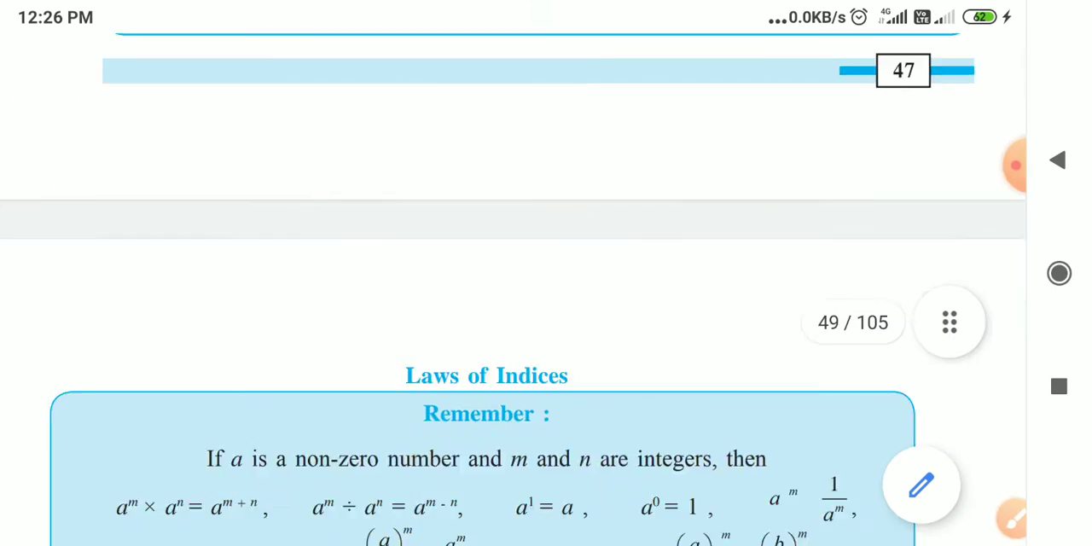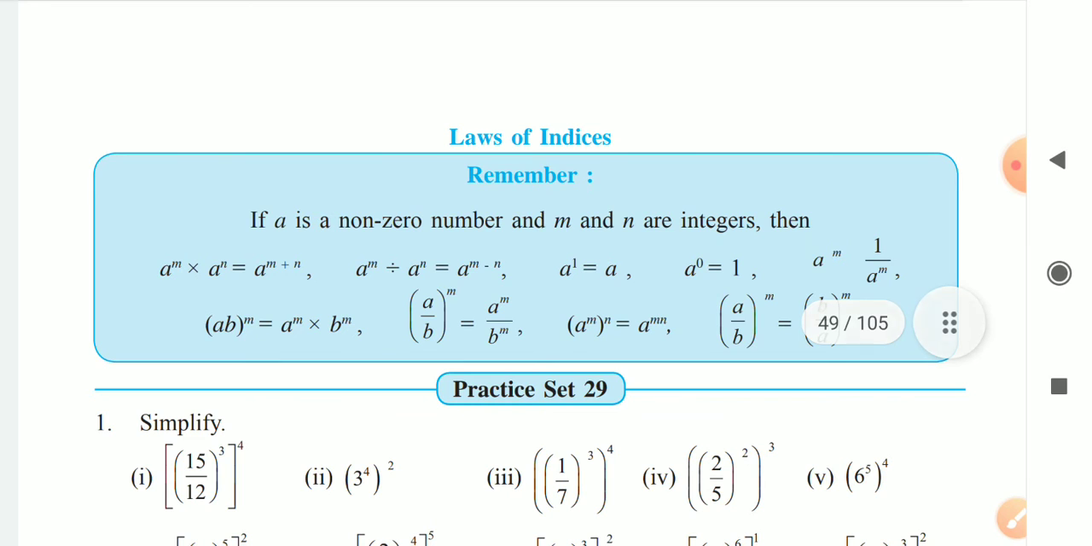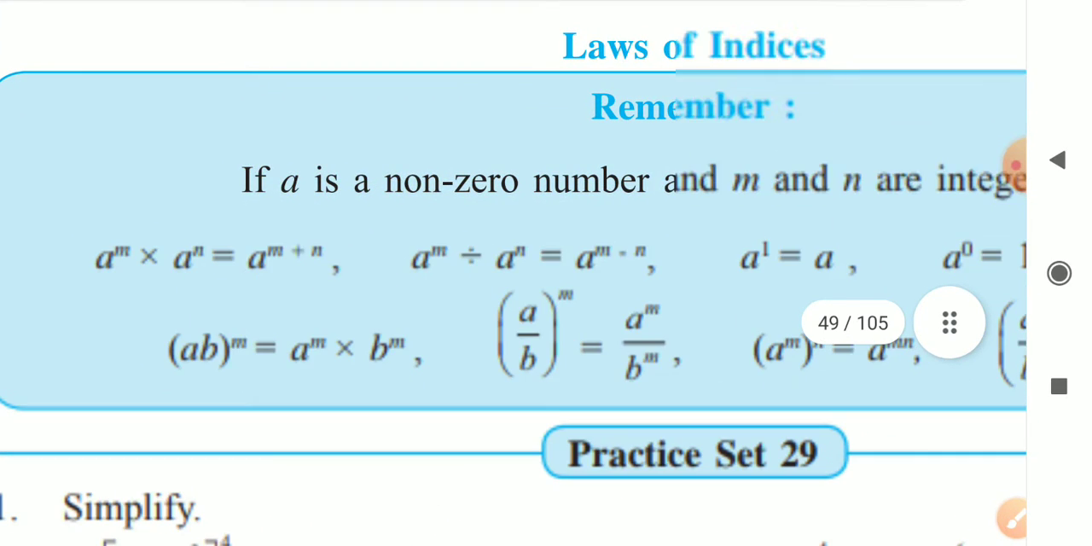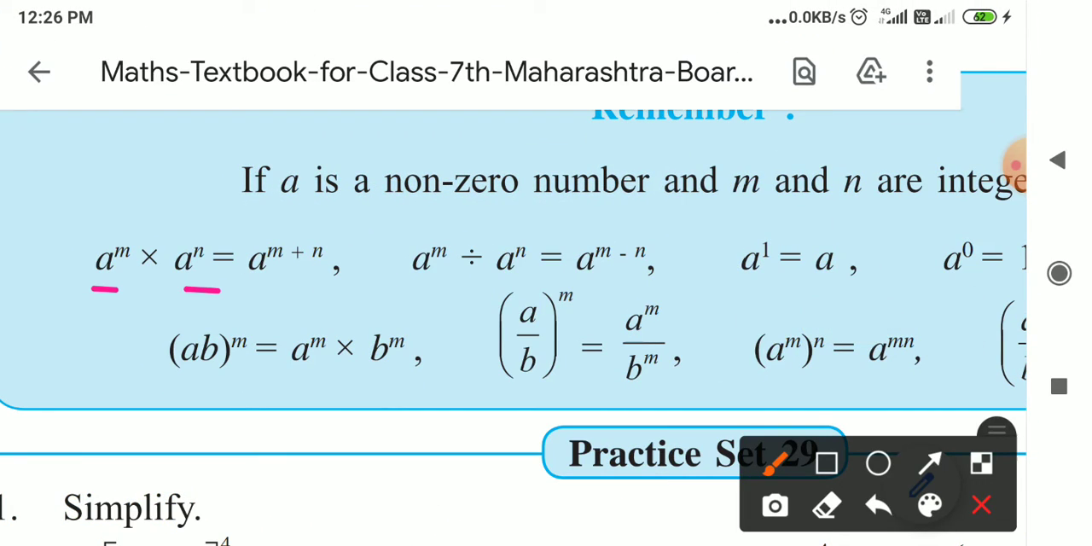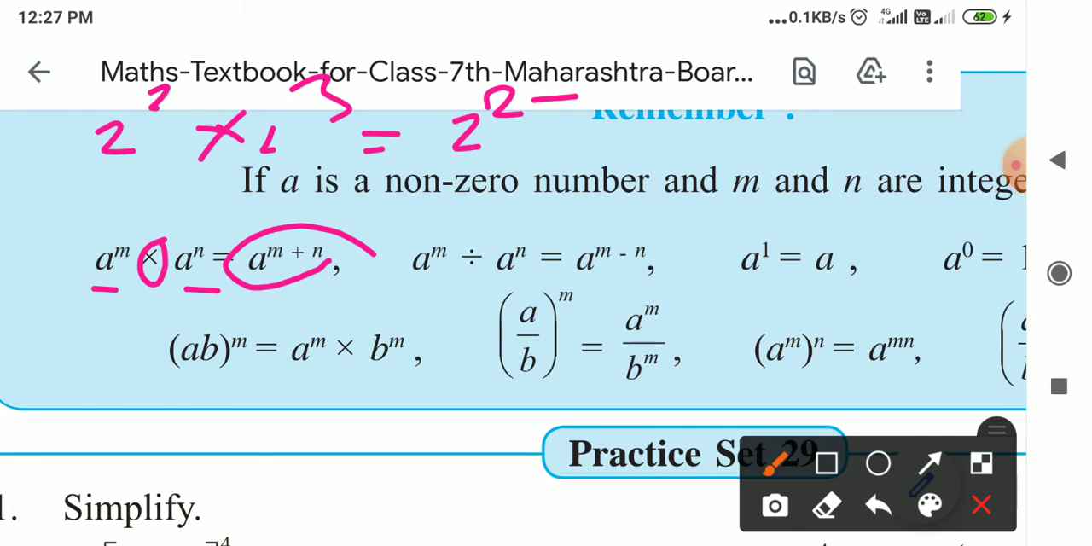Now here A is a non-zero number, that I taught you just now. A raised to m, the base is the same, in multiplication the indices are added. 2 raised to 2 into 2 raised to 3, if it is there, 2 raised to 2 plus 3 is equal to 2 raised to 5. This is the first rule.